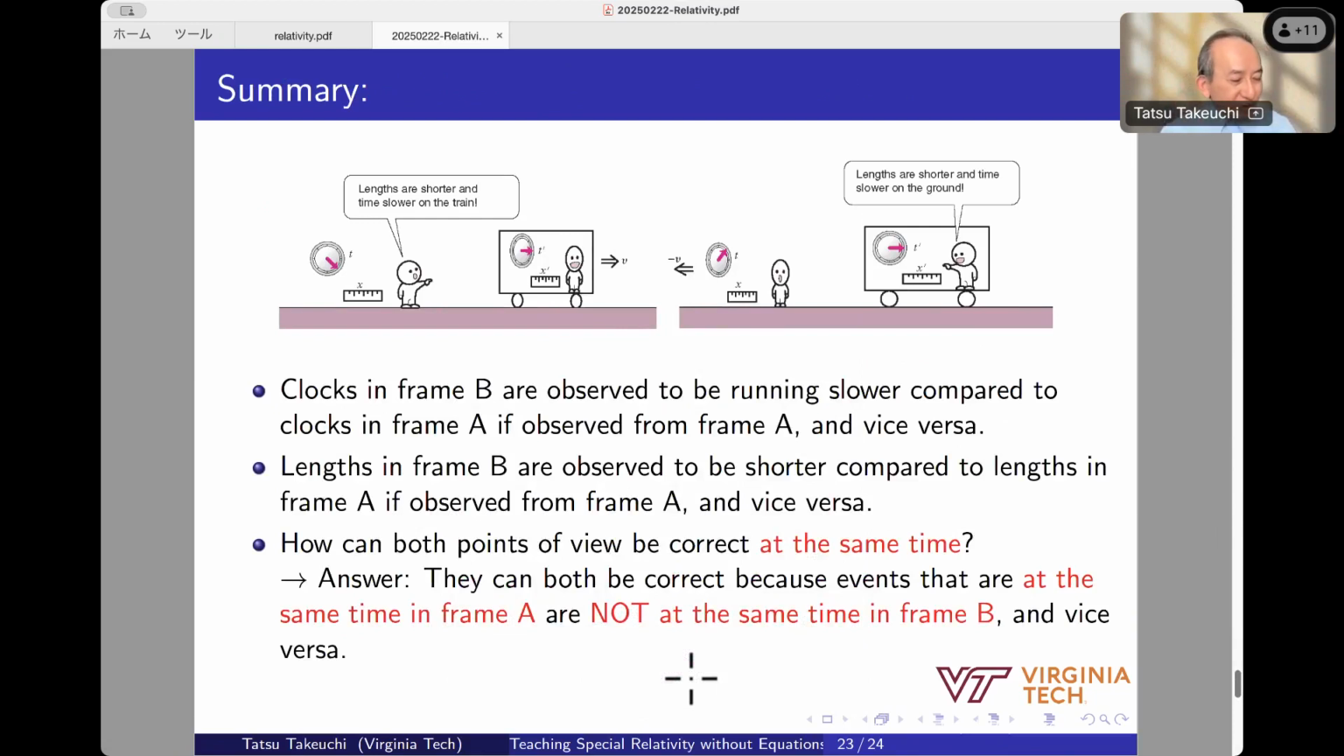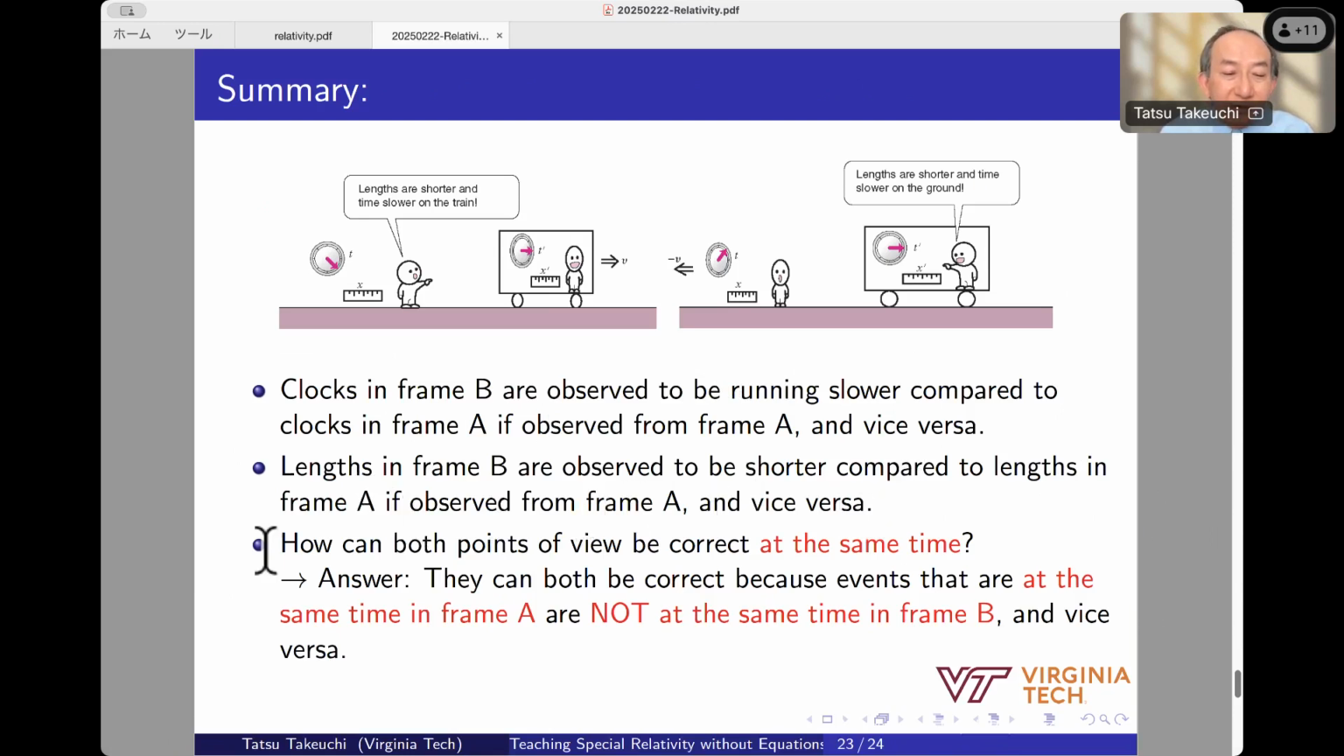So what we can conclude from playing with these diagrams is that clocks in frame B will be running slower compared to clocks in frame A if you observe it from frame A, and vice versa. Clocks in frame A will be observed to be running slower compared to clocks in frame B if observed from frame B. And length in frame B is observed to be shorter compared to length in frame A if observed from frame A, and vice versa.